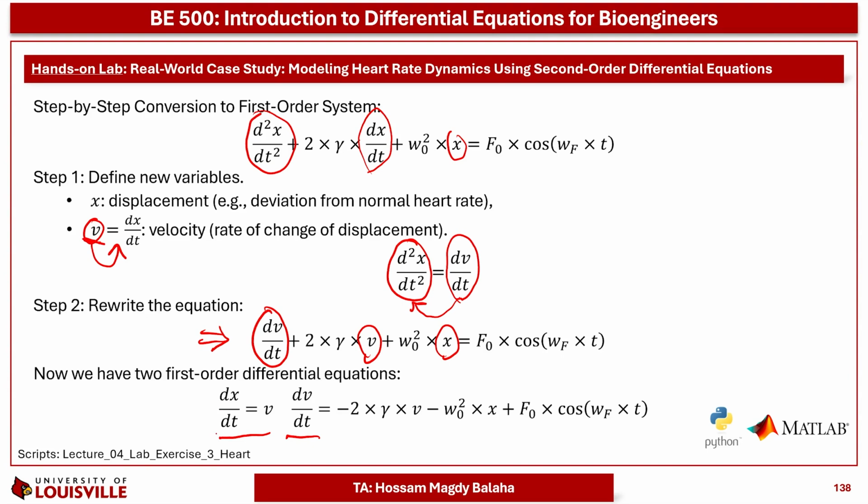So dx by dt equals v, the velocity, and dv by dt can be found from here by simply moving the other factors to the right hand side. So it will be negative 2 gamma v, negative omega naught squared x, and the last term plus f naught cosine omega f multiplied by t. Using these two first order differential equations, we can write our script.